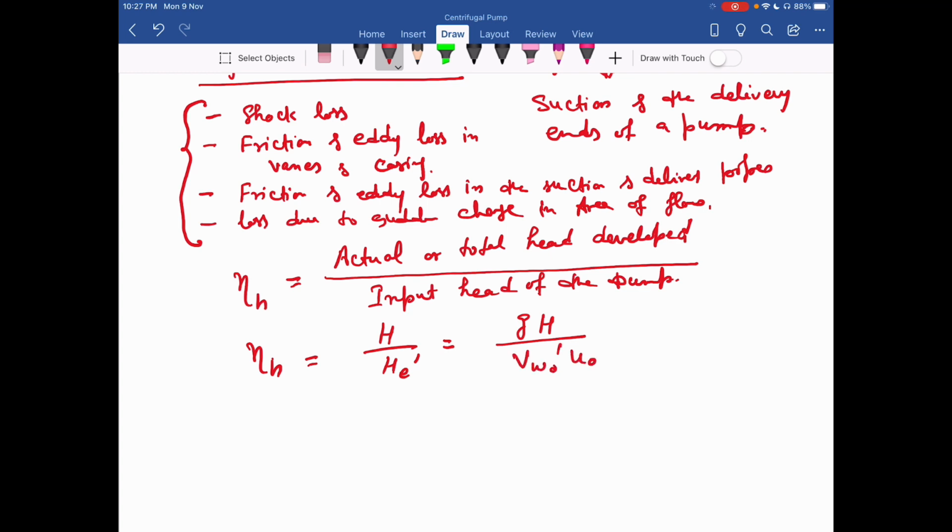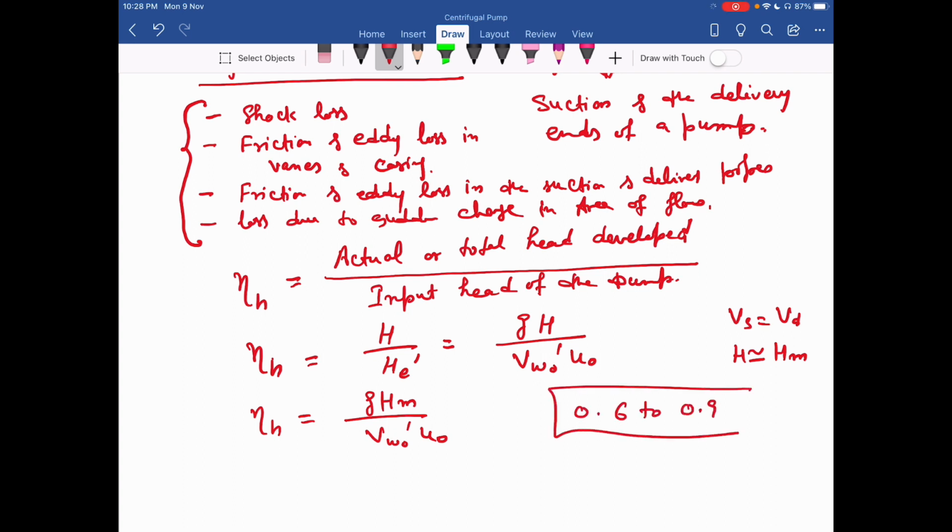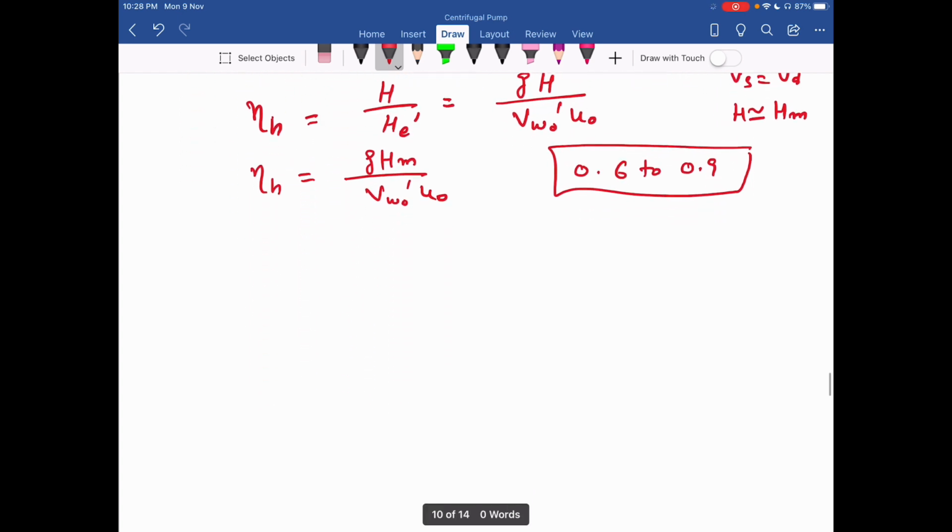VWO dash UO. Now if Vs is equal to Vd, velocity in suction pipe is equal to velocity in delivery pipe, so my H is approximately equal to Hm. So I can also write hydraulic efficiency as equal to gHm divided by VWO dash UO. And its range is from 0.6 to 0.9. 60% to 90% is the range for hydraulic efficiency. The next is the manometric efficiency.